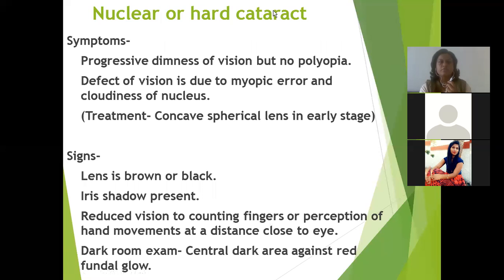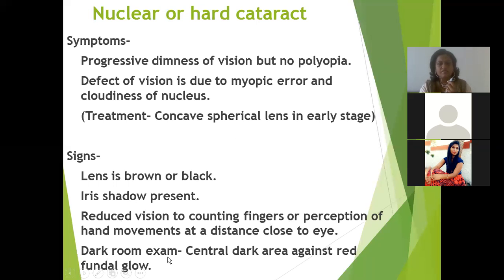Then the symptoms of nuclear cataract: progressive dimness of vision but no polyopia. Defect of vision is due to the myopic error and cloudiness of the nucleus, and treatment is a concave spherical lens in the early stage. Signs: the lens is brown or black, iris shadow is present, and vision is reduced to counting fingers or perception of hand movement at a distance close to the eye.